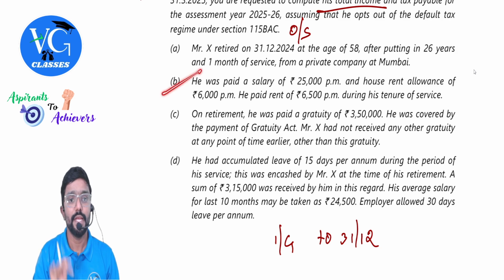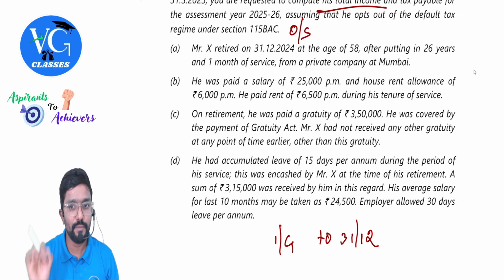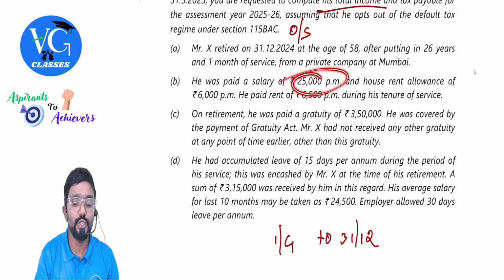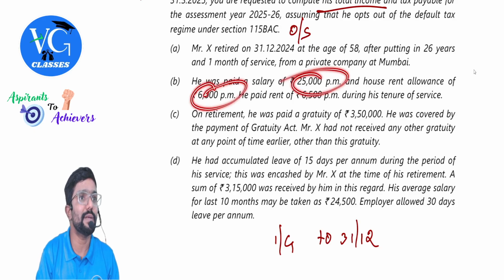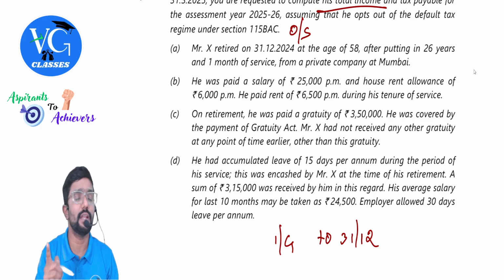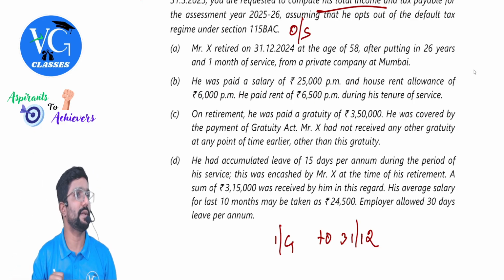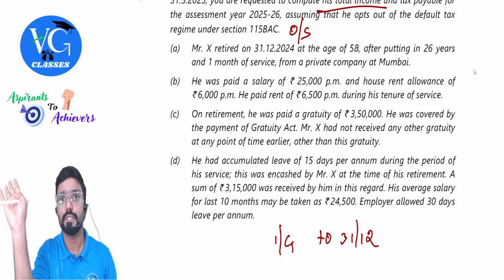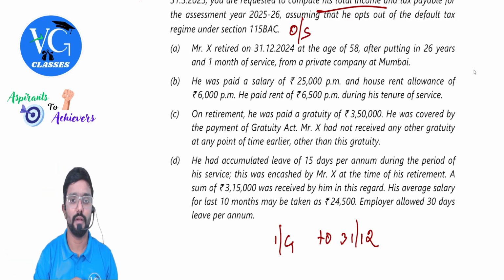He was paid a salary of 25,000 per month and HRA of 6,000 per month. Okay, guys, is this for entire 12 months or only 9 months? Only for 9 months. During employment, it would be paid. From when to when? 1st April to 31st December. Last 3 months, no salary, no HRA.